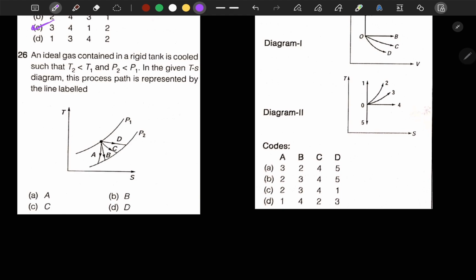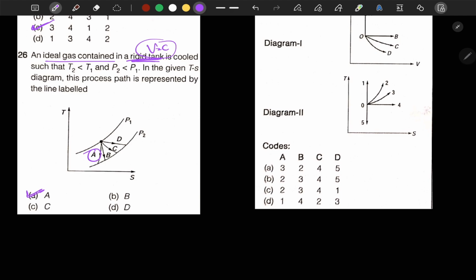So if you read the question carefully, you will see that it is given that an ideal gas is contained in a rigid tank. Rigid tank means volume is equal to constant. So you know that the slope of a constant volume process is greater than the slope of a constant pressure process. So the option should be A.